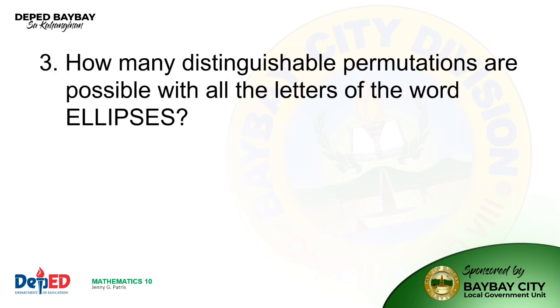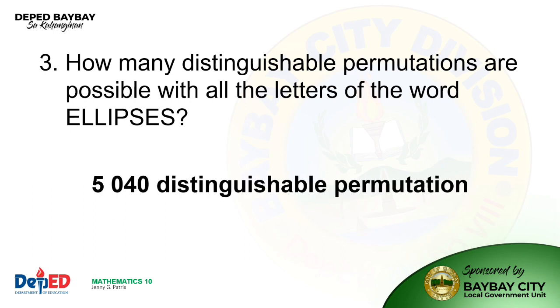Number 3. How many distinguishable permutations are possible with all the letters of the word ELLIPSES? You are given a few seconds to answer. If your answer is 5,040, then you are correct. There are 5,040 distinguishable permutations.